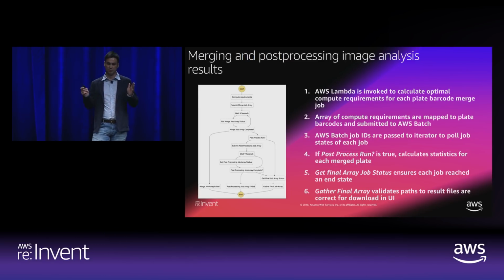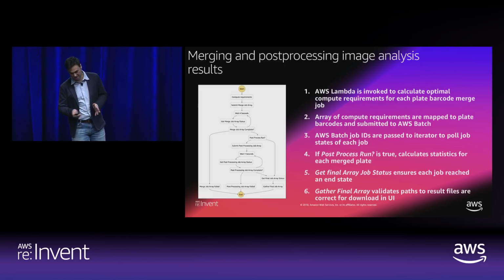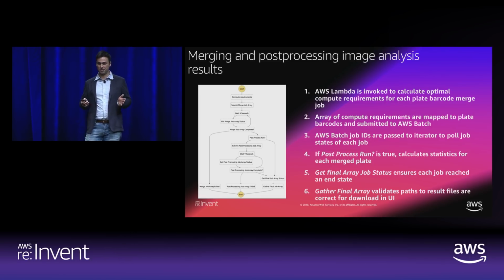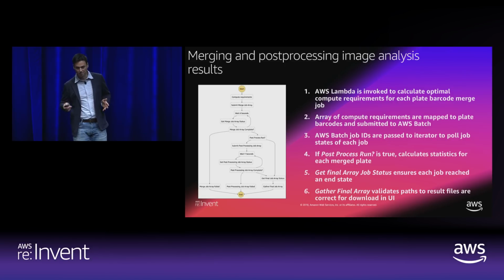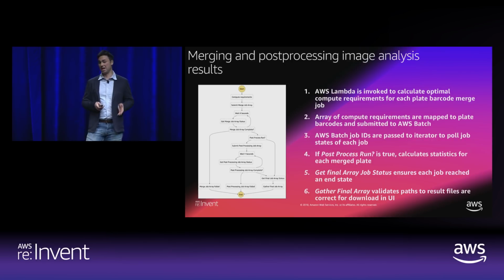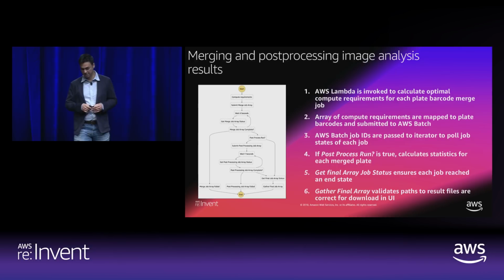Okay, so merging and post-processing state machine. If we talk about this from top to bottom, essentially we're using Python, Lambda, and AWS Batch here. So we're using Lambda to make requests to AWS Batch, and then we're polling for state.